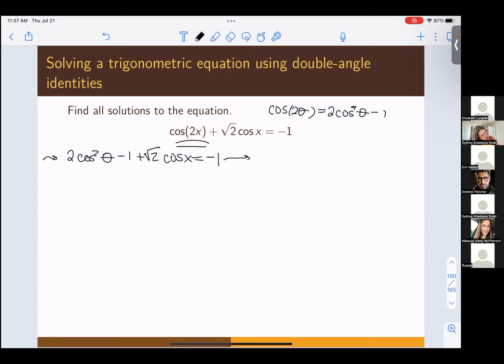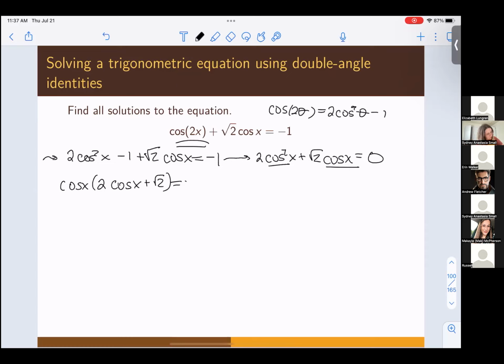Adding 1 to both sides, I get 2 cosine squared x. That should have been an x, not a theta. Plus square root of 2 cosine x equals 0. Okay, beautiful. We have a common cosine of x in each of these that we can factor out because we're just solving our equation now. So we're left with cosine of x times 2 cosine x plus square root of 2 is equal to 0. Cool, I have my equation in factored form now.